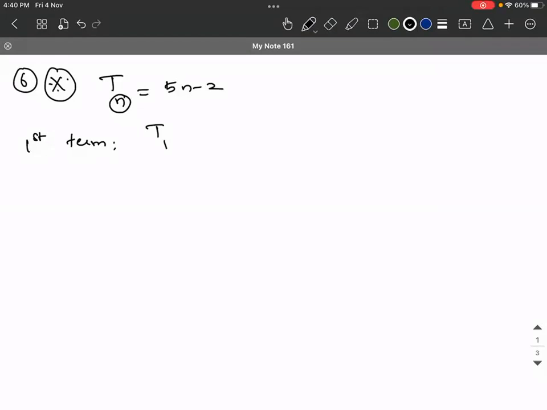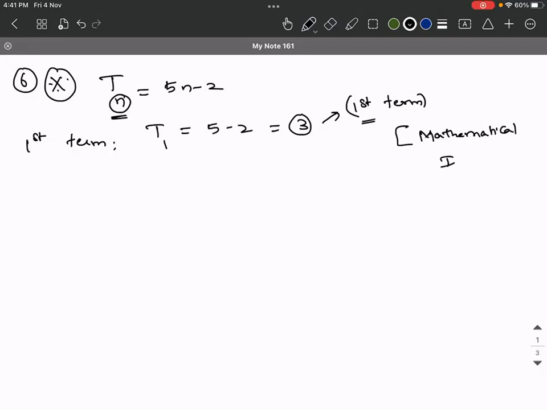Guys, are you able to understand? So in the place of n, I can substitute 1. If I do that, I'll get 5 minus 2, which is equal to 3. So this is going to be my first term. Are you able to understand what I'm trying to say? So this kind of solving a problem is called mathematical induction. Okay, you can just make a note of it. Don't worry too much about the term. You'll learn it next year.